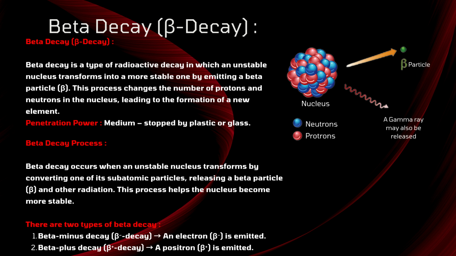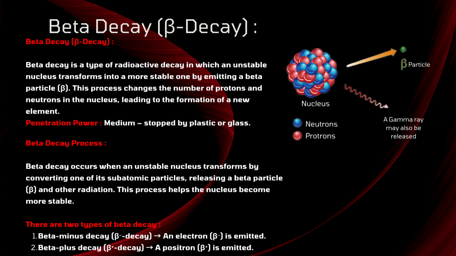Beta decay. Beta decay is a type of radioactive decay in which an unstable nucleus transforms into a more stable one by emitting a beta particle, β. This process changes the number of protons and neutrons in the nucleus, leading to the formation of a new element. Penetration power: medium, stopped by plastic or glass.